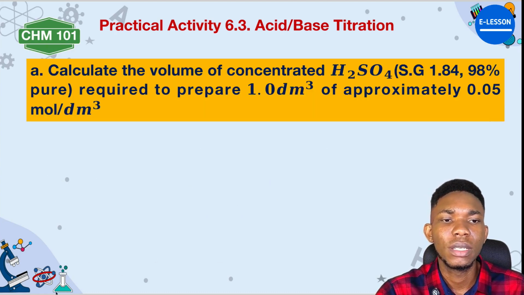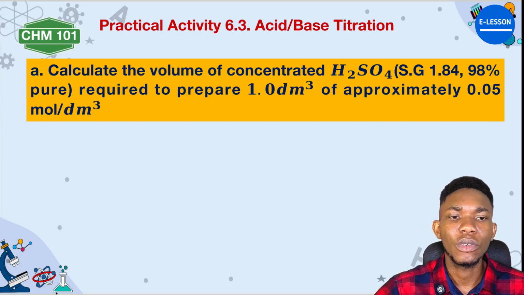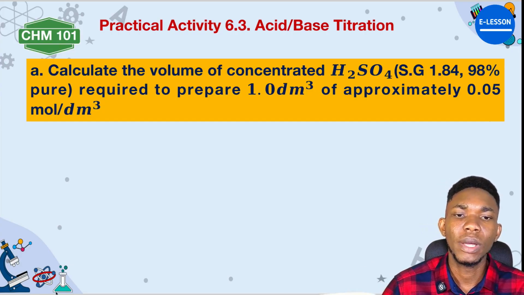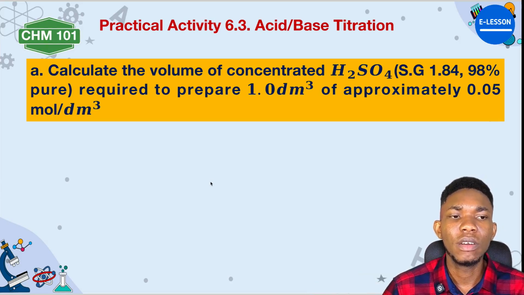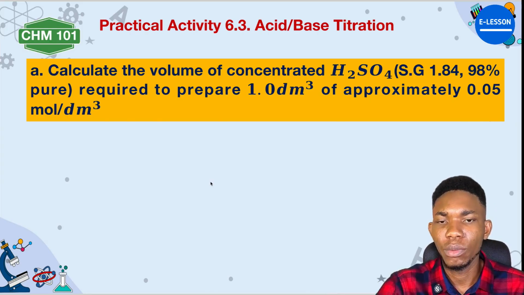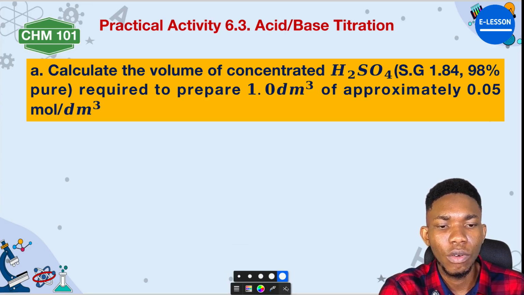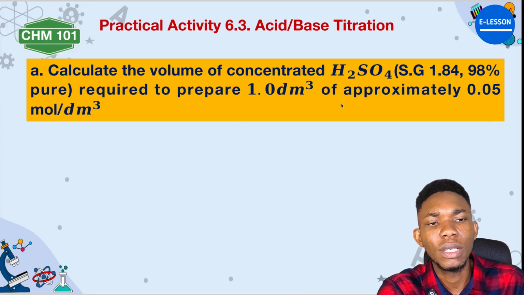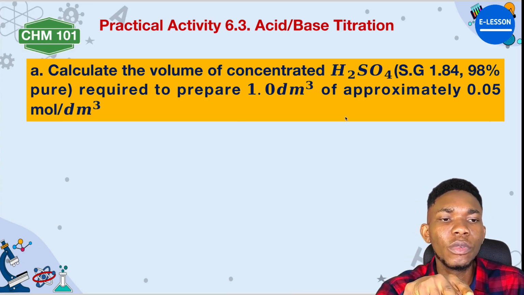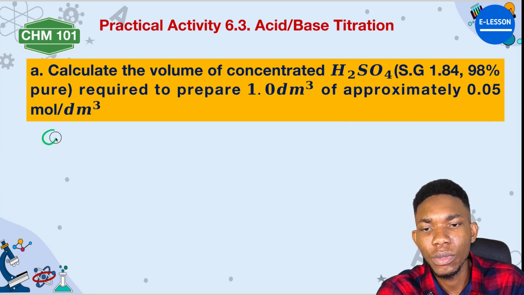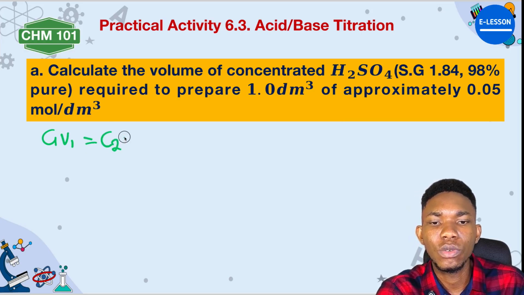Now the next question says calculate the volume of concentrated H2SO4 required to prepare 1 dm cube of approximately 0.05 mol per dm cube. What formula are we going to use in this case? Can you still remember your dilution formula from secondary school, where they say C1V1 is equal to what?